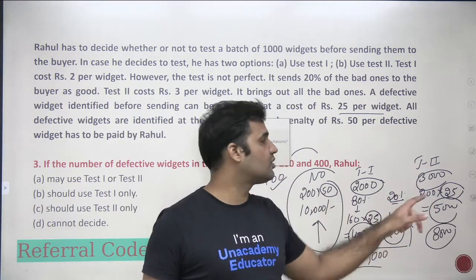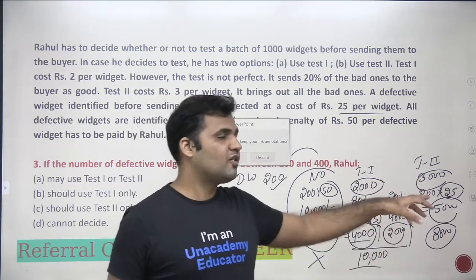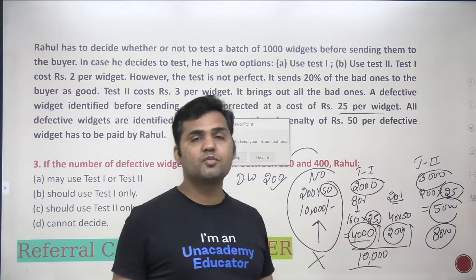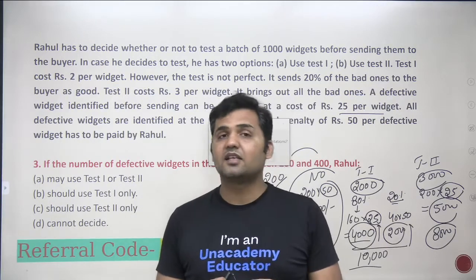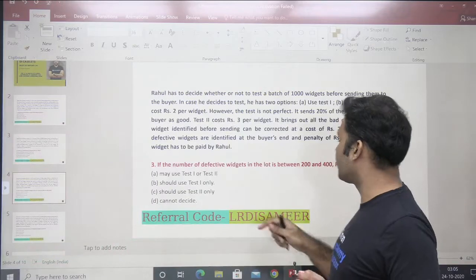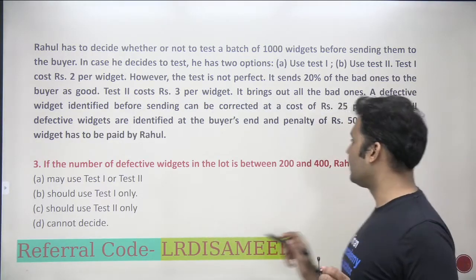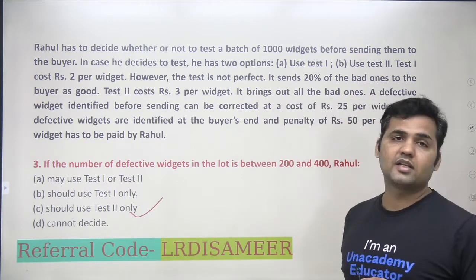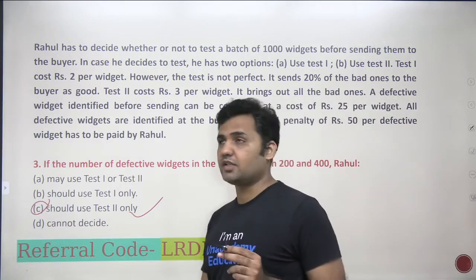तो सबसे ज़्यादा बेटर ऑप्शन कौन सा है? टेस्ट 2, बिकॉज यहाँ पे उसको कम पेमेंट करना पड़ेगा, राइट? 25 रुपीज़ पर विजिट के हिसाब से करेक्शन कॉस्ट जाएगा, विच इज लेस देन द 50 रुपीज़ पर विजिट एज ए पेनल्टी, राइट? So therefore, in the case the number of defective widgets in the lot is between 200 and 400, in that case Rahul should go for test 2 only. In that case the better option for Rahul is to go for test 2 only. So test 2 is the answer to the question, option number C, right? That's question number 3 here, right?